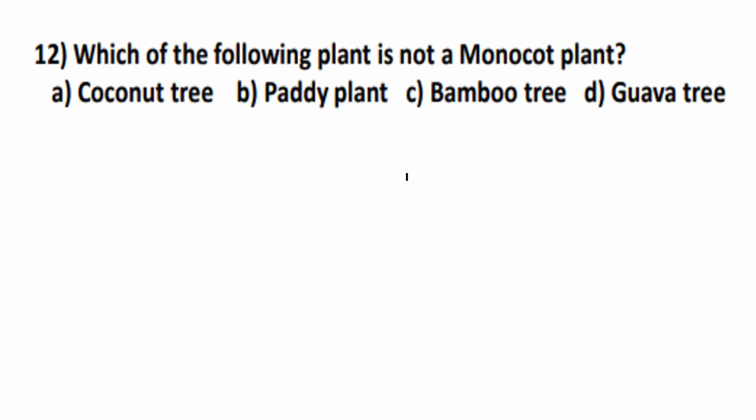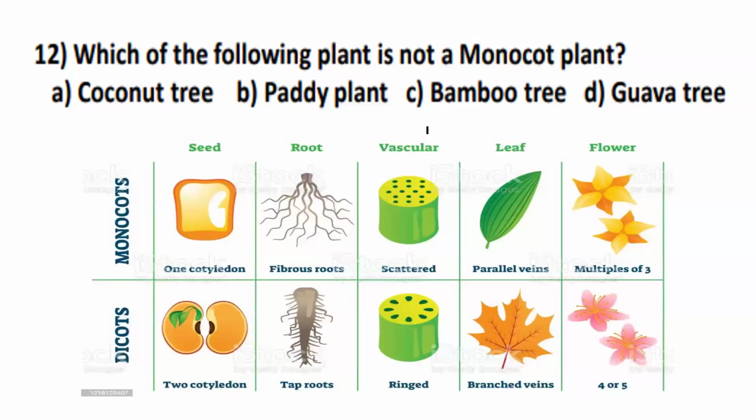Alright, let's move to the next one. Which of the following plants is not a monocot plant? You all know the monocot plants, no? Bamboo, even banana plant, coconut tree, grass. Coconut is monocot. Paddy is monocot. Bamboo is monocot. Guava, obviously, everyone has seen the guava leaf, no? Reticular venation, dicot plant.